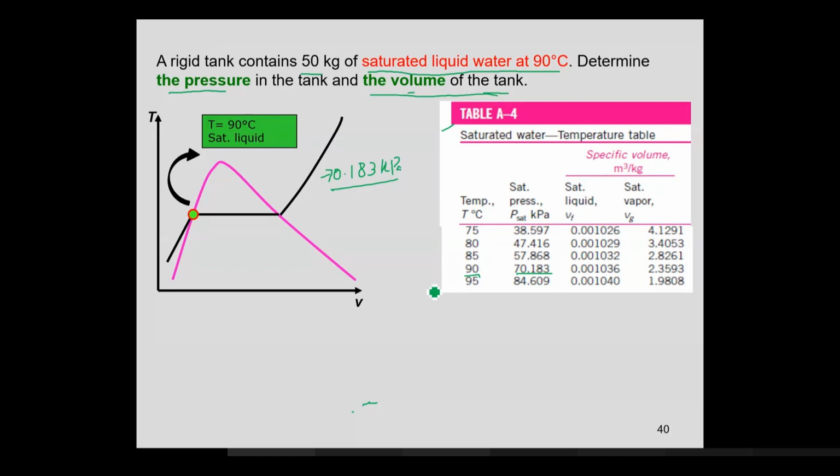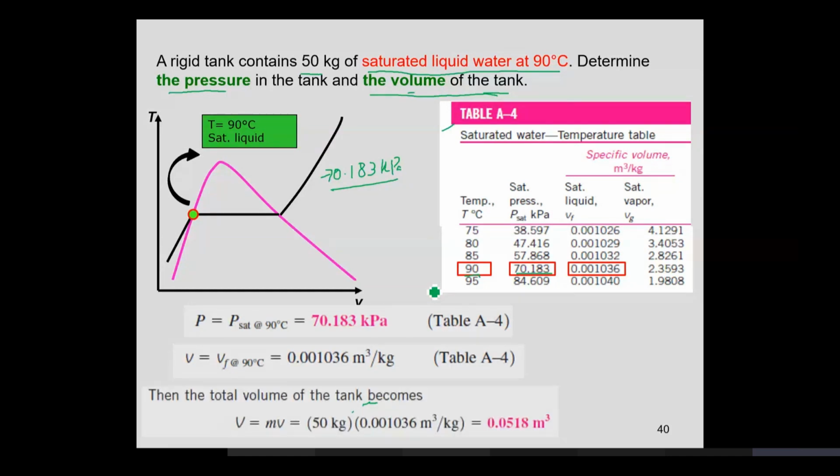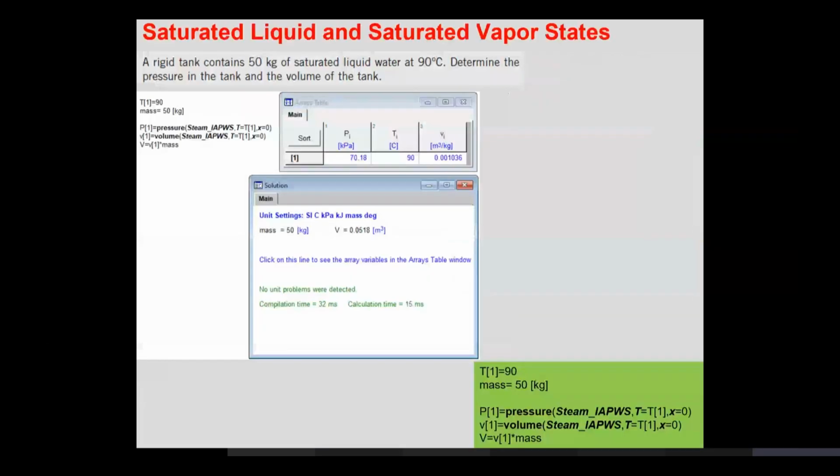And what would be the volume of the tank? How would you calculate the volume of the tank? 50 multiplied by the specific volume of saturated liquid, 0.001036. Very good. So you'll go to table A4, read the value of the specific volume of saturated liquid at 90 degrees centigrade, which is 0.001036 meters cube per kg, and you will multiply it by the mass of the liquid in the container, which is 50 kgs, and you will calculate the volume in the container. Clear enough?